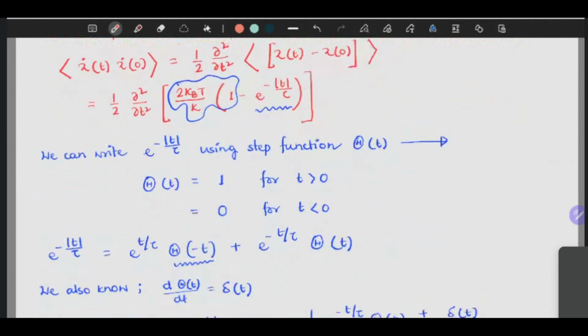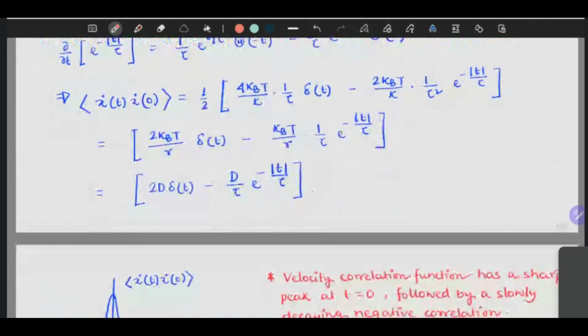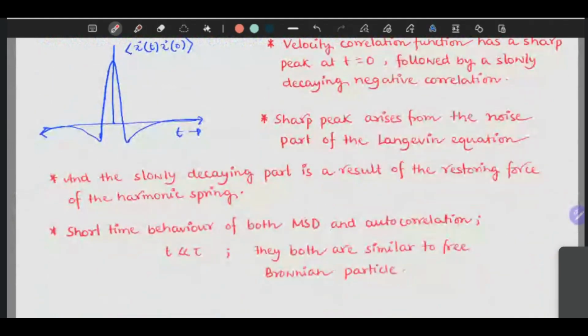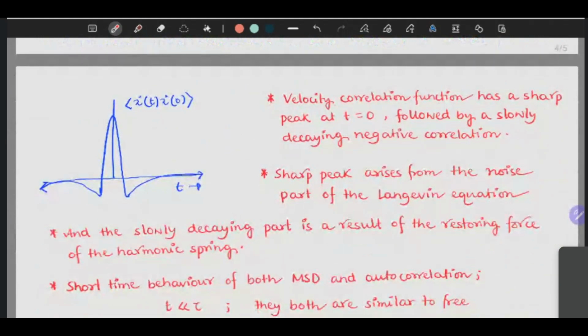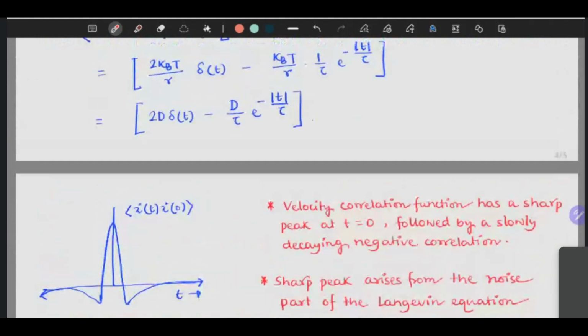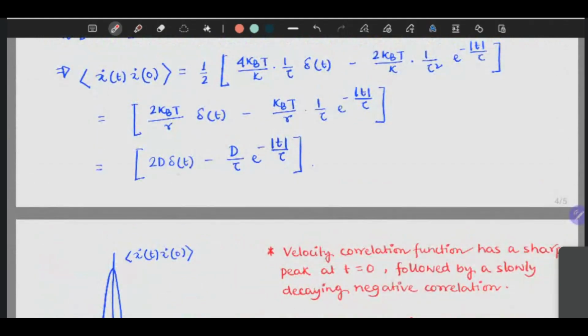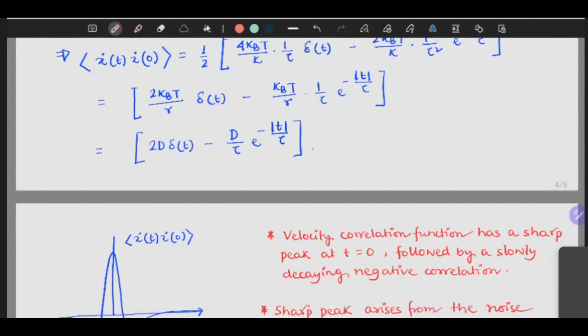If you calculate it, then from here you get this, and you get 2D delta(t), the delta function, minus D over tau times e to the power minus t by tau. So at very small times, the main thing determining it will be this delta function, and then it will be the exponential function that we have written earlier.